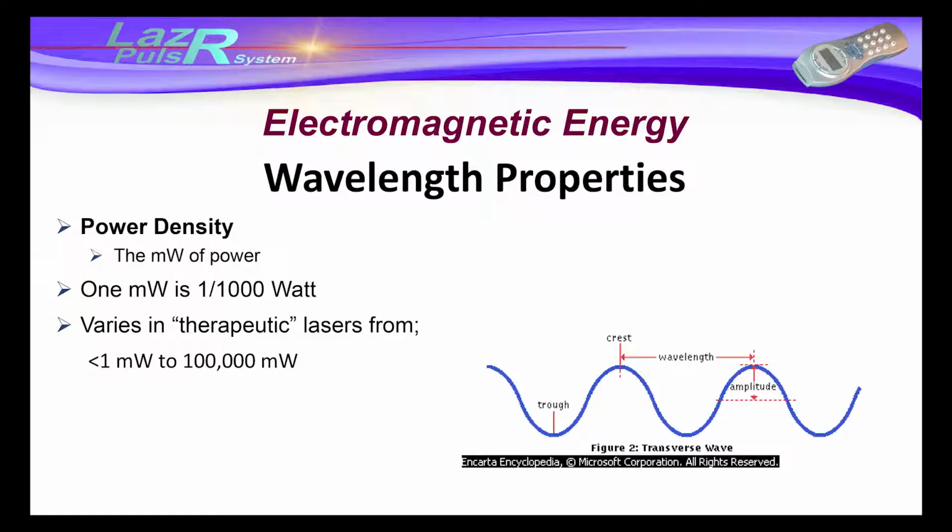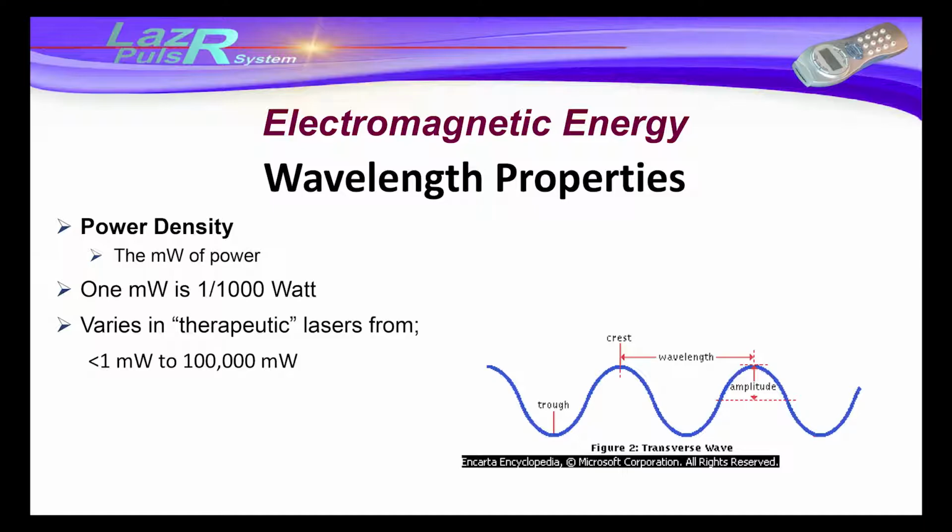To give you a better understanding of these numbers, a common 100-watt light bulb that you would use in your home puts out 100,000 milliwatts of power. Surgical cutting lasers start around 8,000 milliwatts, or 8 watts of power, and up.